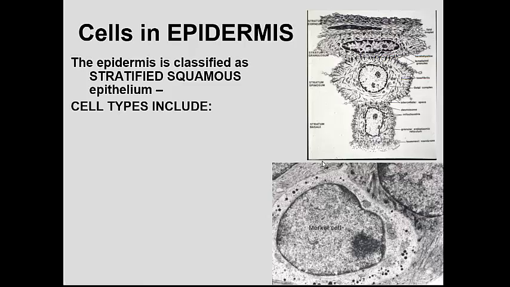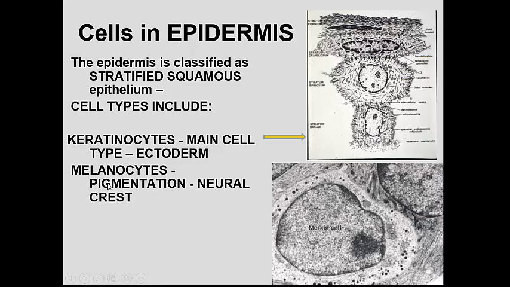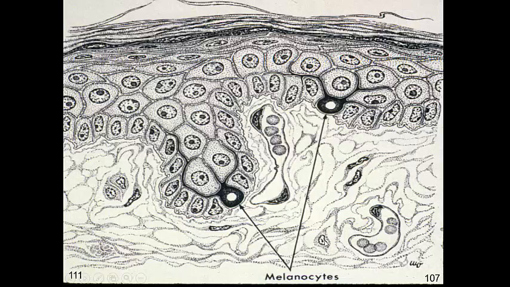So there are different cells. The main cell that comes through here is the keratinocyte, the main cell type, from the ectoderm. As we see, there's also melanocytes, which are from the neural crest, and that's associated with pigmentation. The Langerhans cells we just saw, which is in the spinosum, immunologic role, and then the Merkel cell is a cell that interacts with the nerve endings, and so it helps detect things for the nerve endings.